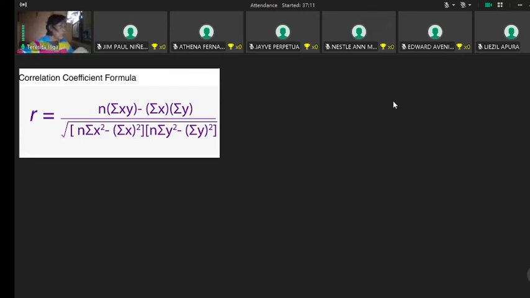Now take note that when you make your table, it will be easy for you to substitute in your formula, since you get the summation. In the lower part, you can see that the summation of x is equivalent to 40, then the summation of y is equivalent to 50. So it will be easier for us to substitute it in the formula. Again, you will also get the summation of x squared, summation of y squared, and summation of xy. So I want to see this tabulation first before you substitute the values in the formula.